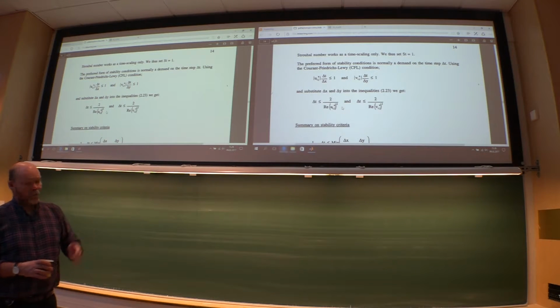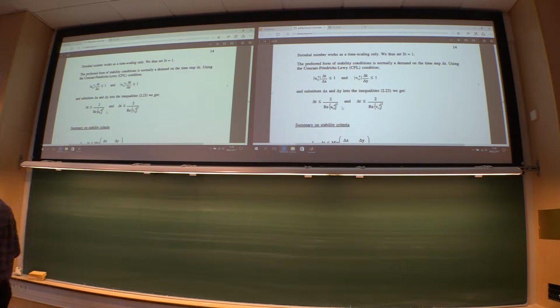We'll have a little bit more of a peek into that one today, not with the entire Navier-Stokes, but we will get the same criteria as well.